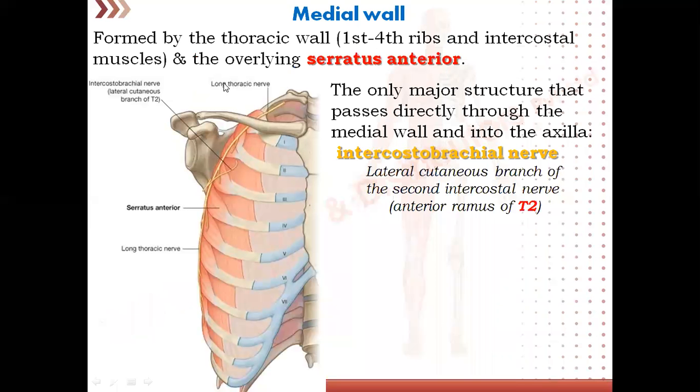The medial wall, as I already told you, is formed by the first four ribs. I put this picture to show you the intercostal muscles, over which you find the serratus anterior muscle, and over that, of course, the long thoracic nerve. In the second intercostal space there is one nerve piercing, called the intercostobrachial nerve, which is seen as a content of the medial wall. It is the lateral cutaneous branch of the second intercostal nerve, that is T2. Just remember that this is the second thoracic nerve, the intercostobrachial nerve.